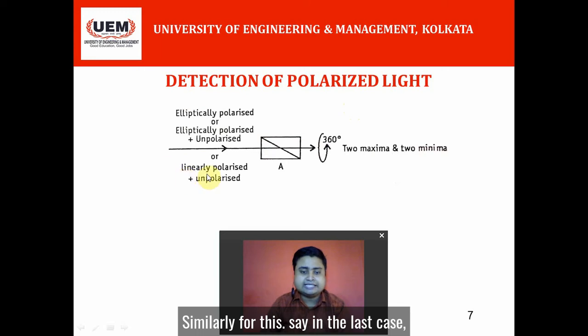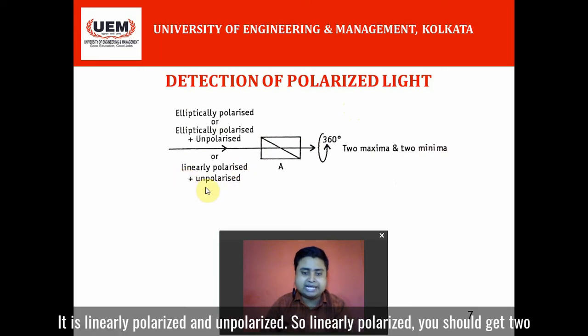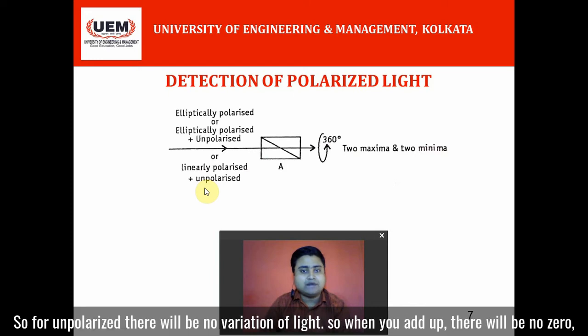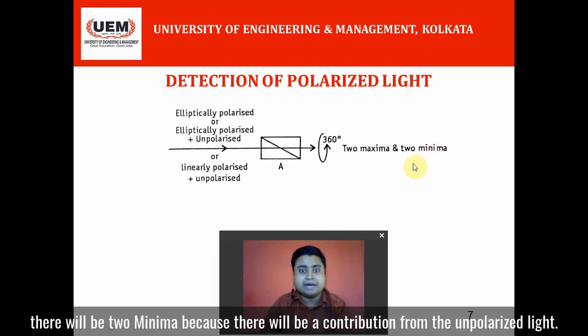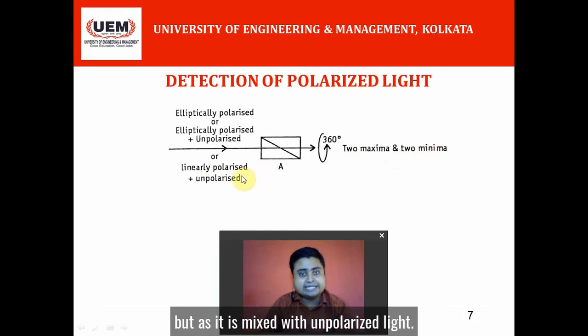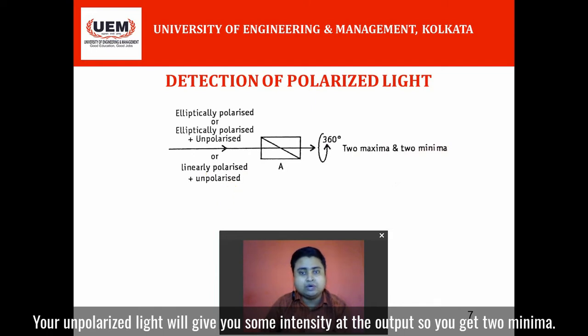Similarly for the last case, linearly polarized and unpolarized. For linearly polarized light you should get two zeros, but it is mixed with unpolarized light. For unpolarized light there will be no variation of intensity. So when you add up, there will be no zero, there will be two minima, because there is a contribution from the unpolarized light. Okay, clear? So for linearly polarized light you get two zeros, but as it is mixed with unpolarized light, the unpolarized light gives some intensity at the output. So you get two minima.